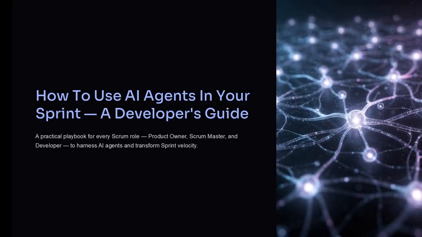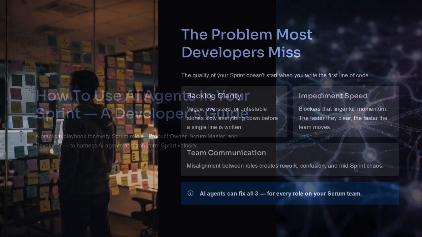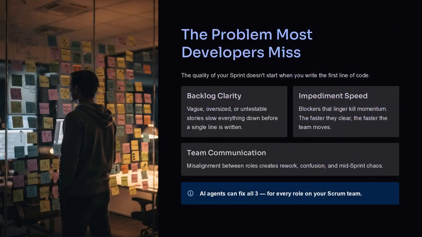Here's something most developers on Scrum teams don't think about. The quality of your sprint doesn't start when you write the first line of code. It starts with how clear your backlog is, how smoothly your impediments get cleared, and how well your team communicates before you ever touch the keyboard. If any of those break down, you feel it in your work, even if you can't name exactly why.